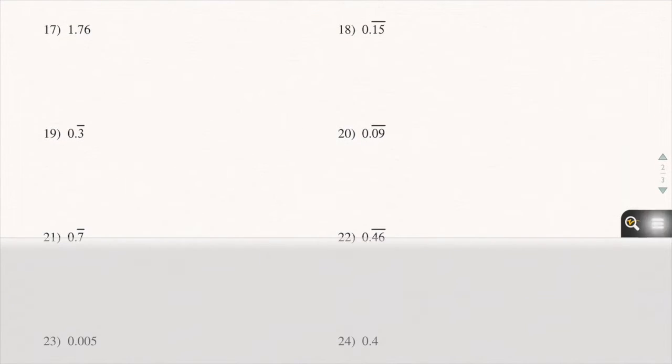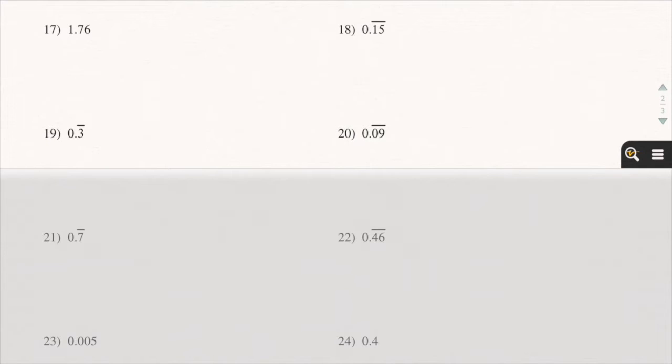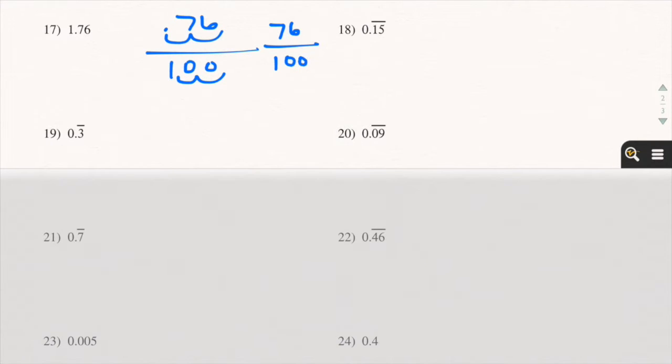Number 17. So let's leave the 1 where it's at. Just work with that 0.76. So 0.76, move the decimal over 1, 2. Move this decimal over 1, 2. You get 0, 0. So you get 76 over 100. We know 2 goes into both, so 2 goes into 76 38 times.